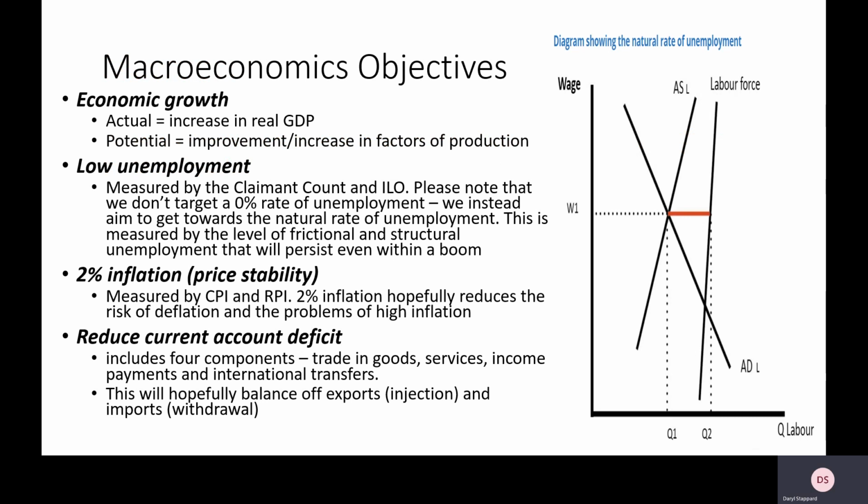Right, anyway, everyone, you've got here 4 key macroeconomic objectives. These are things that we've looked at in previous topics. A key objective for all economies across the world is to support economic growth. So we want to increase real GDP, that's actual, and for potential we want to increase the country's factors of production, because that will allow us, in the long run, to have more actual economic growth.